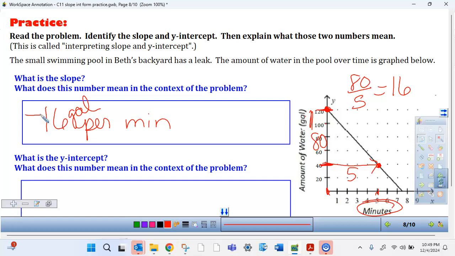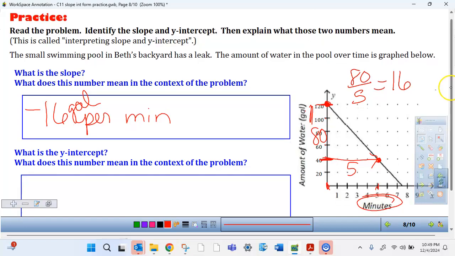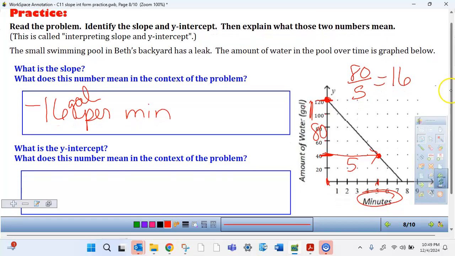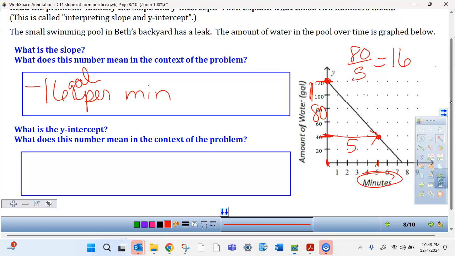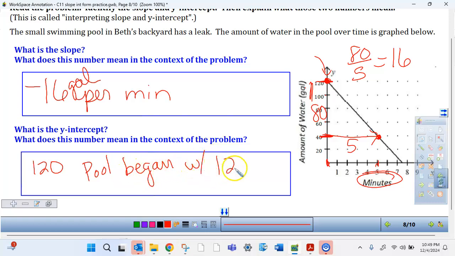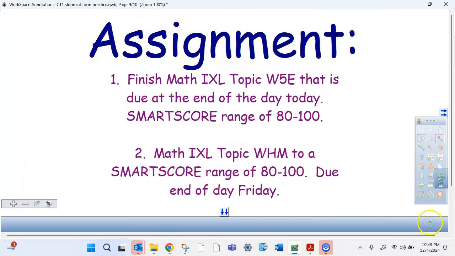What does this number mean in the context of the problem? Well, Beth's pool has a leak. That means the constant rate of the leak is losing 16 gallons per minute. What is the y-intercept? It's right here. The y-intercept is 120. What does this mean in the context of the problem? It means the pool began with 120 gallons. So we haven't done too many word problems. We'll do some more like that.